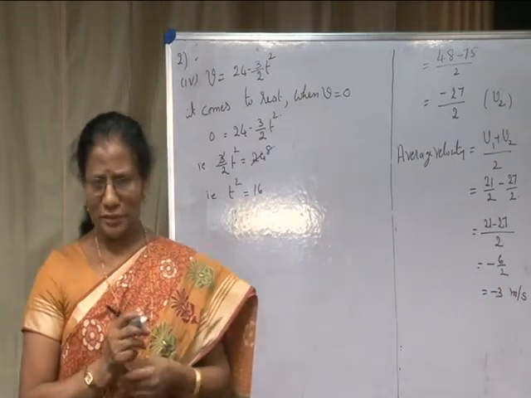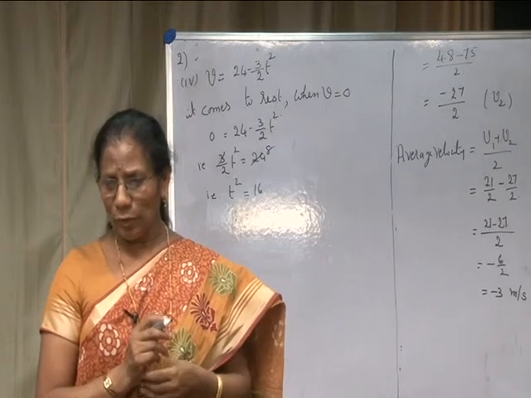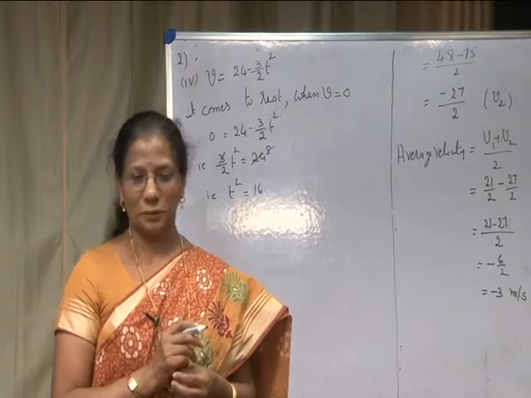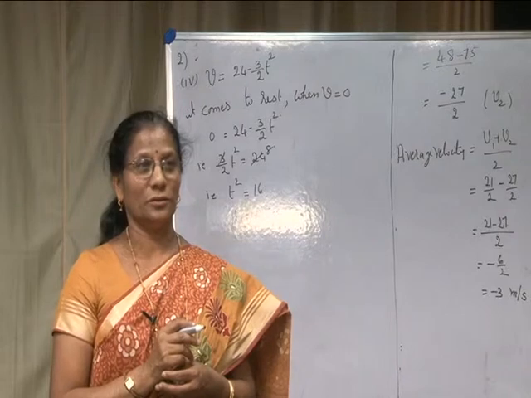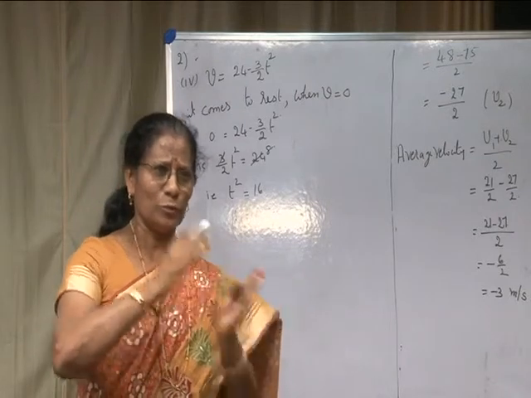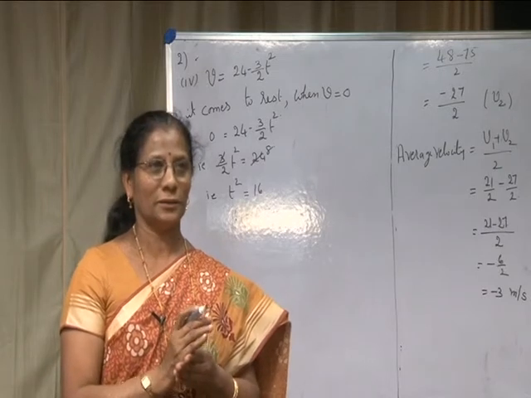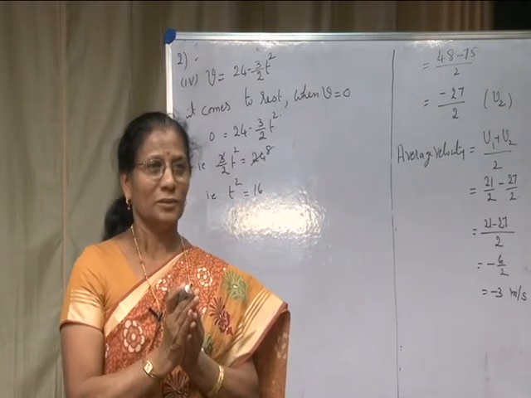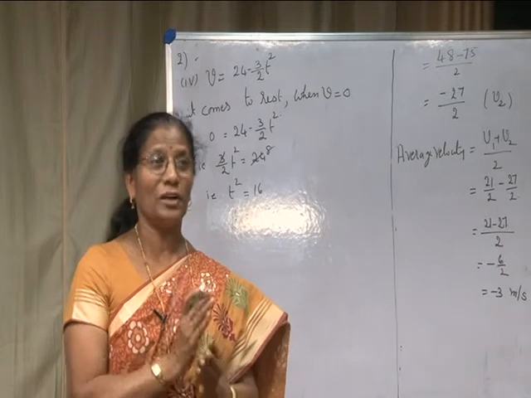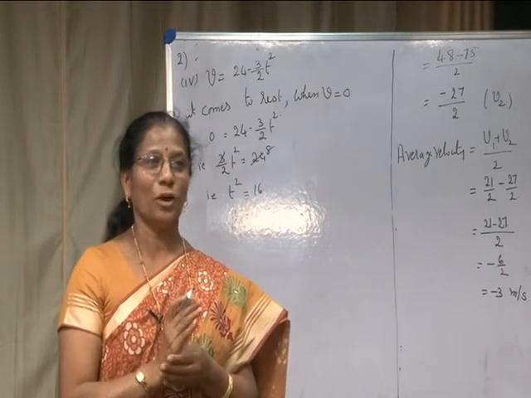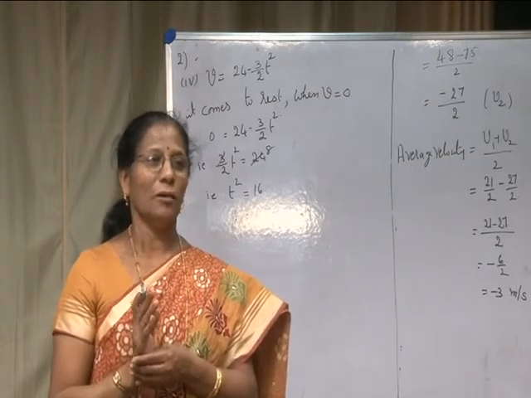The last one is the distance travelled by the particle before coming to rest. Before coming to rest. So, particle comes to rest, it has taken the time 4 seconds. Within 4 seconds, what is the distance travelled by the particle, that we have to find in the last bit of the question.